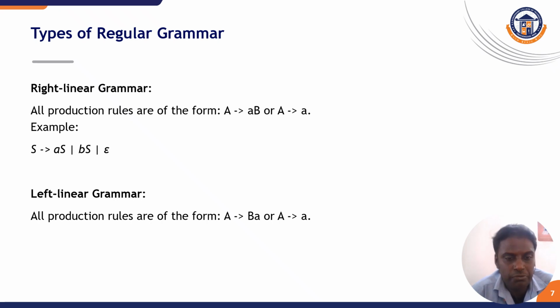Likewise for left linear grammar, A tends to a or A tends to Ba. That means capital A tends to capital B a. Look at this example here. Here the non-terminal symbol is on the left side of the terminal symbol a, so this is a left linear grammar. Very simple, students: if the terminal symbol is on the right side of the non-terminal symbol, then it is a right linear grammar. If the terminal symbol is on the left side of the non-terminal symbol, then it is a left linear grammar.